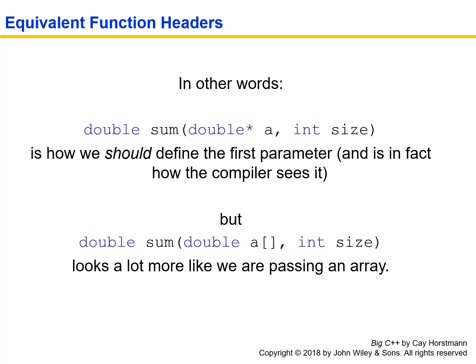As a side note, this also explains the funny syntax that we saw when we used the C++ sort function, where we passed the name of the array and then we passed the name of the array plus the size of the array. What you're really doing is passing a pointer to the start of the array and then a pointer to the end of the array.